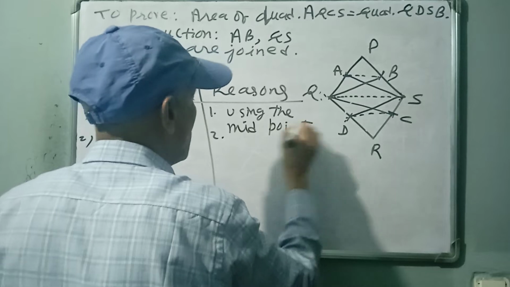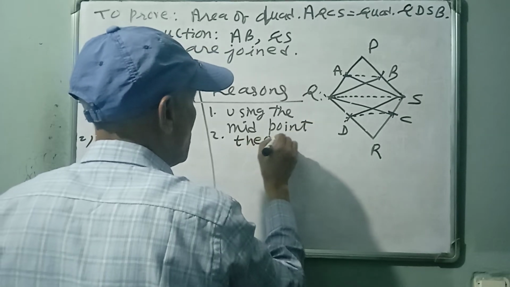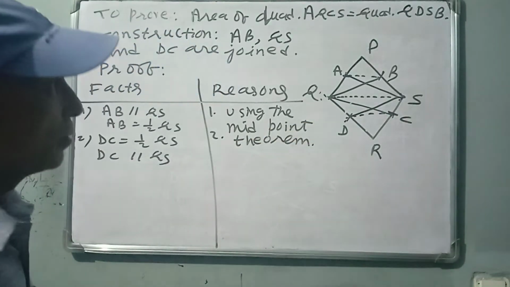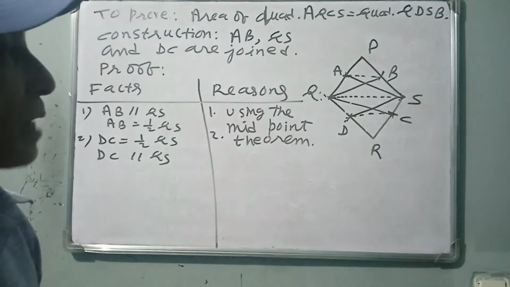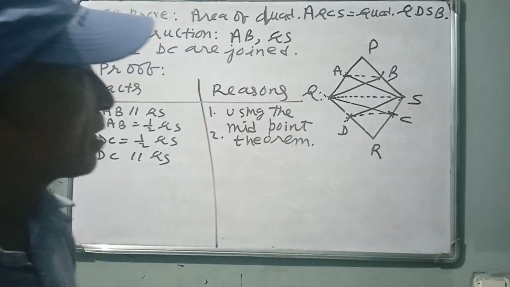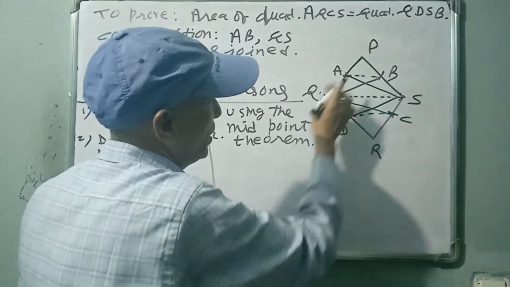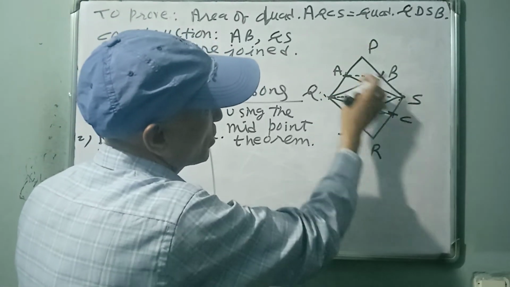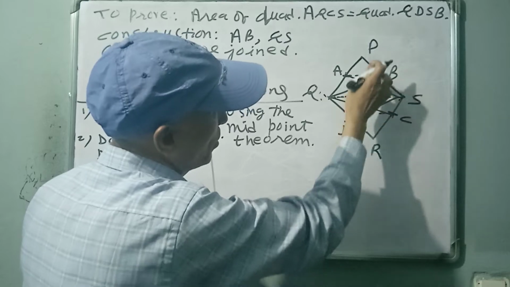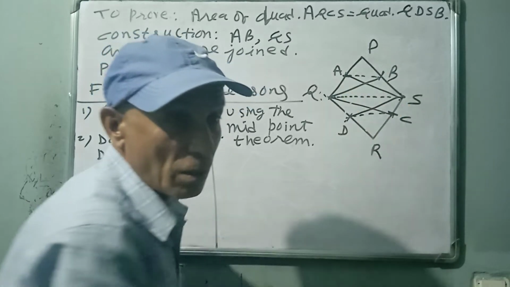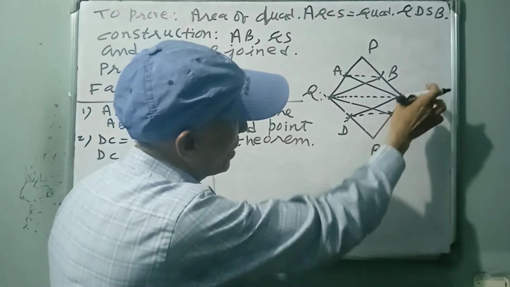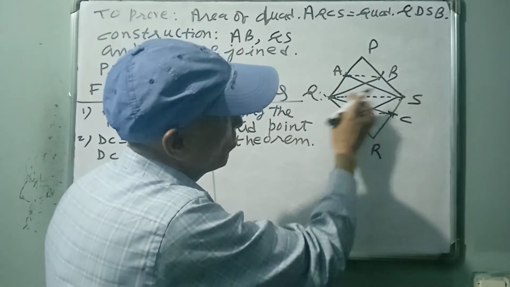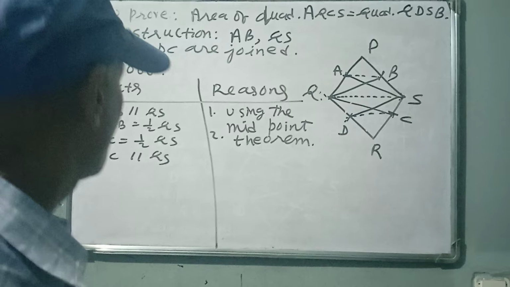Midpoint theorem. That means the line joining the midpoints of two sides of a triangle is parallel to the third side and half of it. In triangle PQS, A and B are midpoints, so AB is parallel to QS and half of it. In the same way, in QRS, DC is parallel to QS and half of QS.